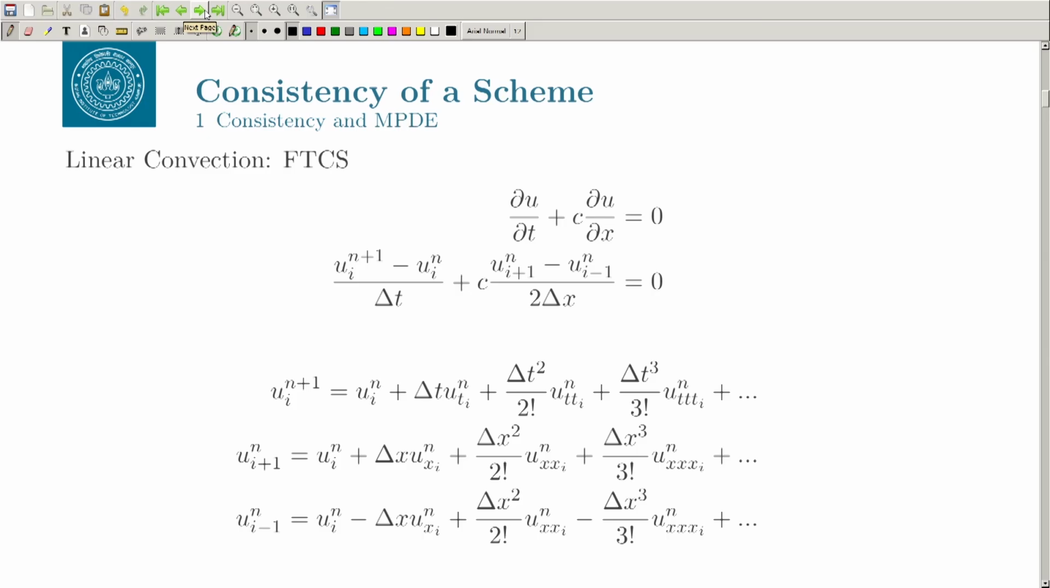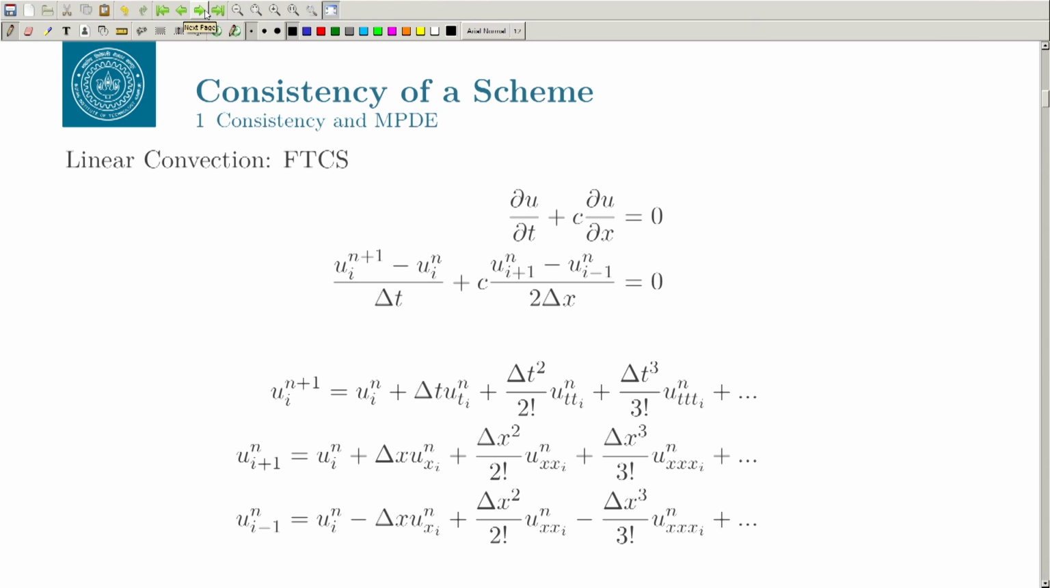So, today we will continue that discussion. We will look at the modified partial differential equation or MPDE for some more equations and try to find out what the MPDE tells us about the stability of the scheme.